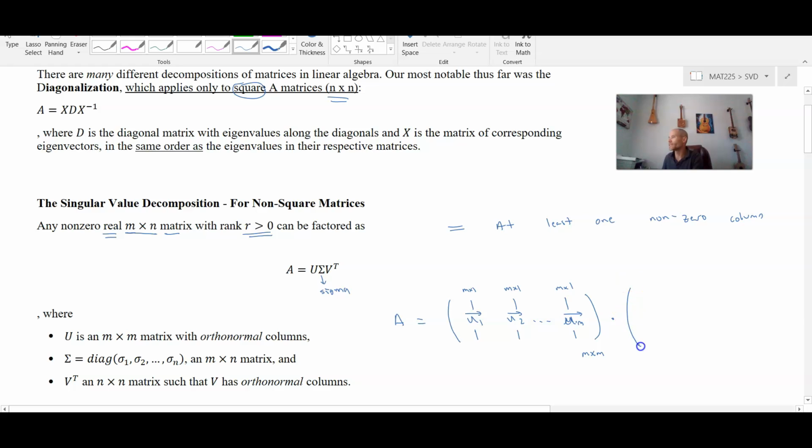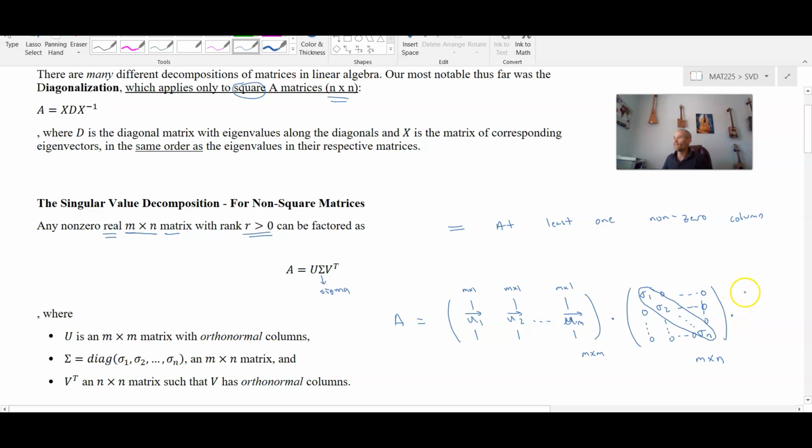Now, sigma is going to be a diagonal matrix, meaning that it's going to contain these values called sigmas along the diagonals, and it's going to contain n of them. And it's going to contain zeros everywhere else. So it'll be 0, 0, 0. There's going to be zeros everywhere except along that diagonal. So that's what we mean by a diagonal matrix. It's only going to have non-zero values along the diagonal. That's going to be an m by n matrix. It's going to have m rows and n columns.